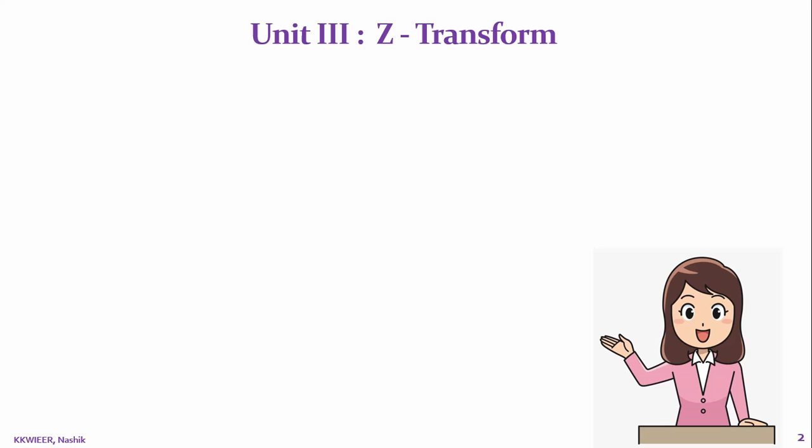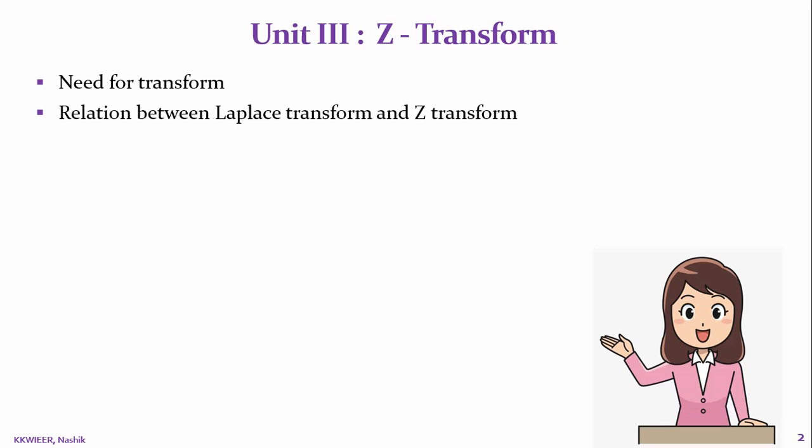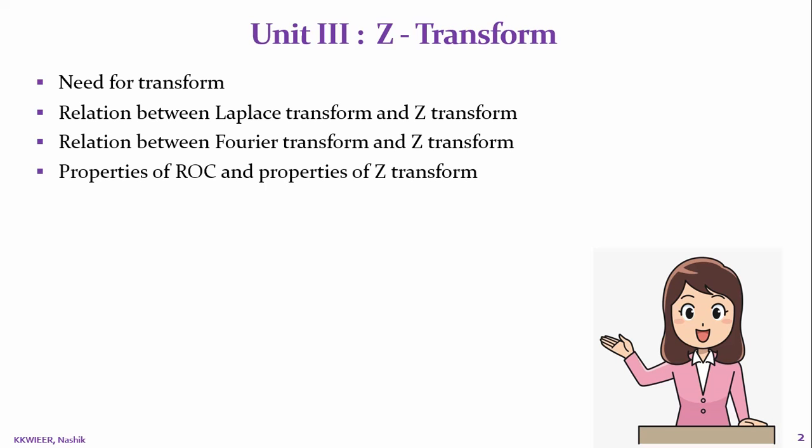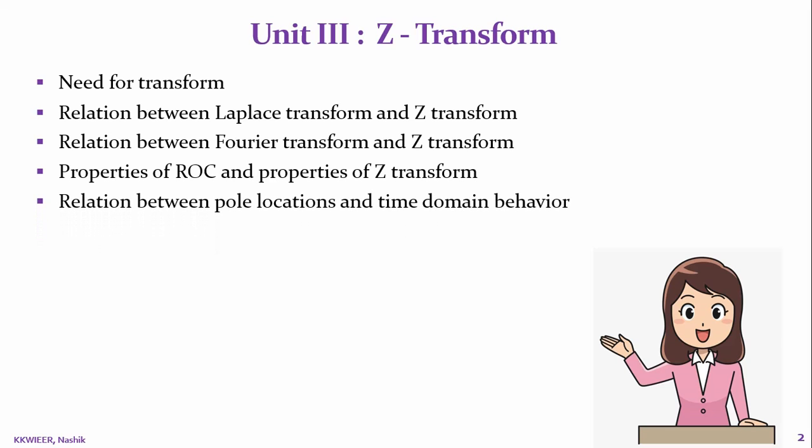So the contents that we are going to discuss are as follows: the need of Z transform, then the relation of the Laplace transform as well as the Fourier transform with this Z transform, then properties of ROC. So what is ROC? Region of convergence. That also we will discuss, and the properties of Z transform. Then we will see the relation of pole locations and time domain behavior. Also, we will see the causality and stability considerations for LTI systems.